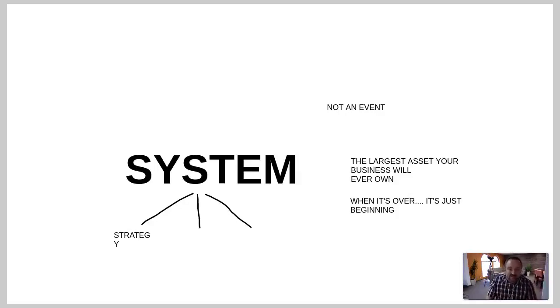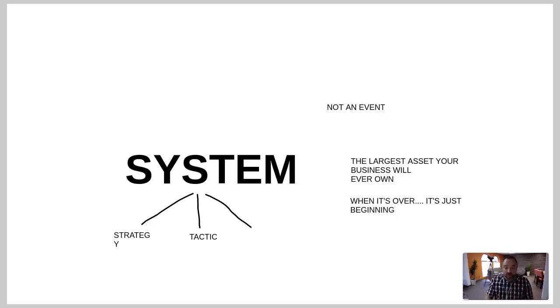Second is what we would call a tactic. The tactic is the methodology that I'm going to use to implement that system. So I have a strategy, the big overall picture, the 35,000 foot view. The tactic is what I'm going to use in order to fulfill the strategy.